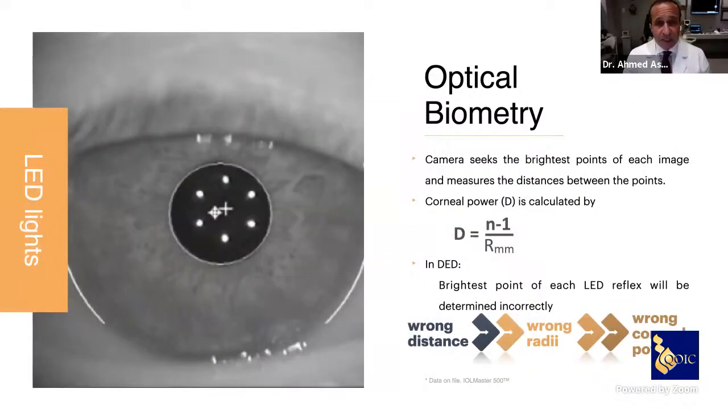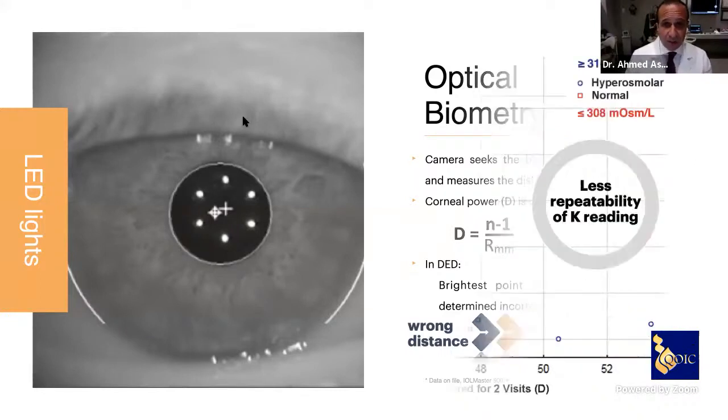It has the same principles. All optical biometers shed LED lights on the corneal surface, and the camera seeks the brightest spots of these reflections. And the distance between these reflections determines the corneal radius, and hence we can calculate the corneal power. In dry eye disease, the camera cannot identify those brightest spots, and this results in error in measurement of the corneal radius, and of course, error in measurement of the corneal power.